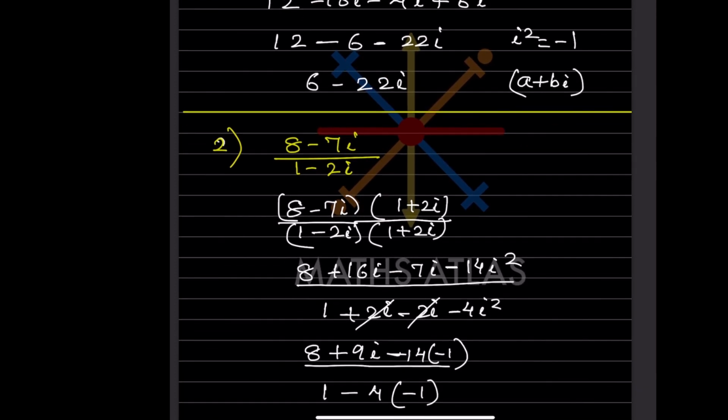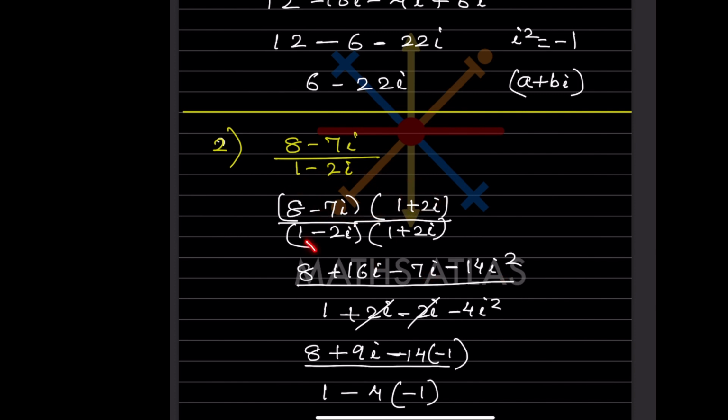Now let us see the next one here. So what will you do? You are going to rationalize the denominator. So 1 minus 2i means here it should be 1 plus 2i, and this is 1 plus 2i means this also should be 1 plus 2i. So now this will be as it is. Again you are going to expand it. 8 plus 16i. Then what will you do? Minus 7i, and this will be minus 14i square.